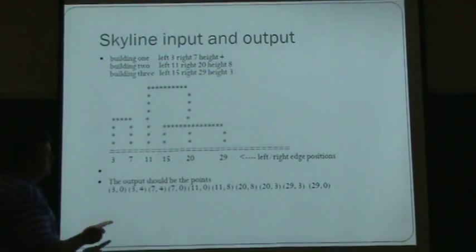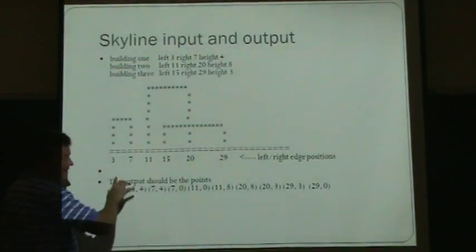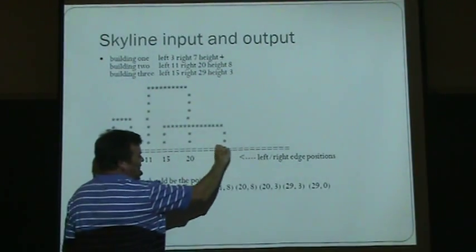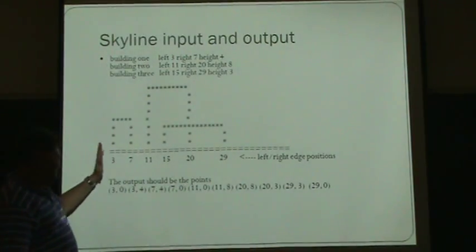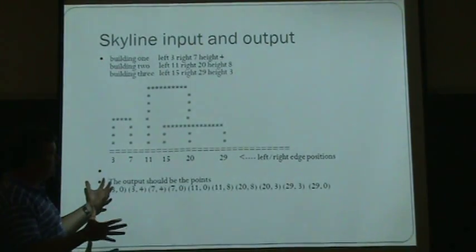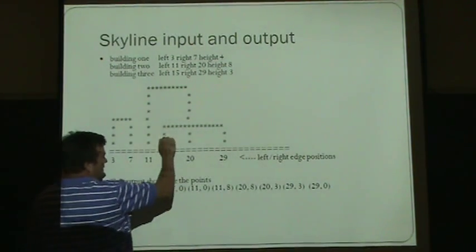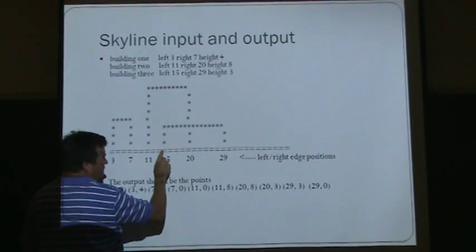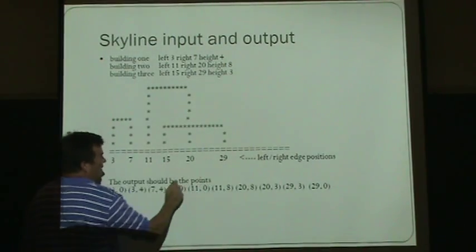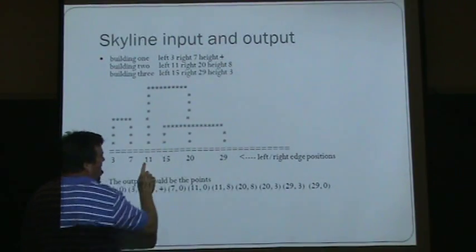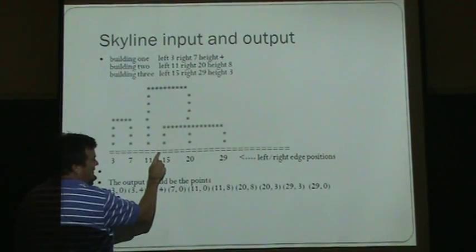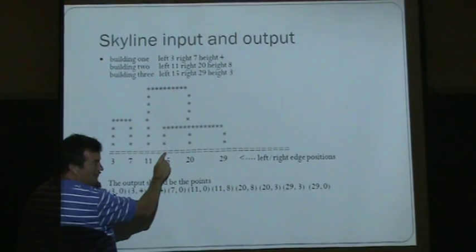Another way to do it, if these were integers and not floats, is that we can create an array from 1 to 29 called heights. Initialize them all to 0. Then read any random building. Let's say this building. We say if 0 is less than 4, then replace it with 4, 4, 4, 4, 4, 4, 4, 4. Then we read this building, and this says 0 is less than 8, so we make this 8, 8, 8. This 4 becomes an 8.